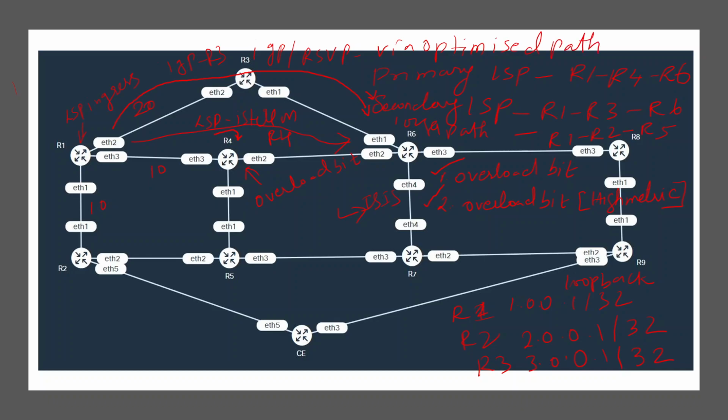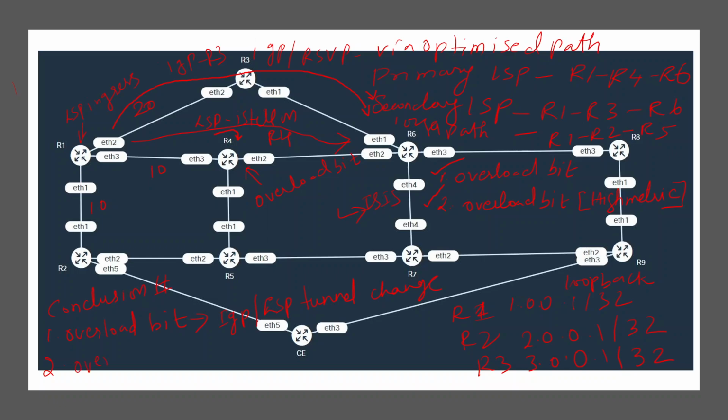So the conclusion from the testing is: when only the overload bit is set, the IGP and the LSP immediately change to the next available path. If you don't have an available path, then obviously the LSP will go down.